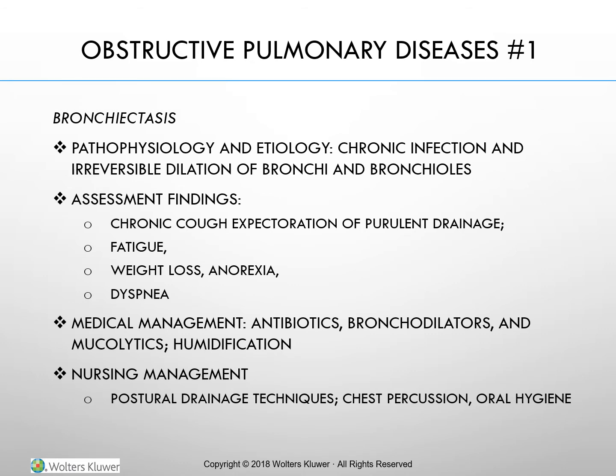Medical management includes drainage of purulent material from the bronchi, antibiotics, bronchodilators, and mucolytics to improve breathing and help raise secretions, humidification to loosen secretions, bronchoscopy to remove purulent sputum, and surgical removal, rarely done, if bronchiectasis is confined to a small area. Treatment is aimed at preventing complications such as respiratory failure and atelectasis.